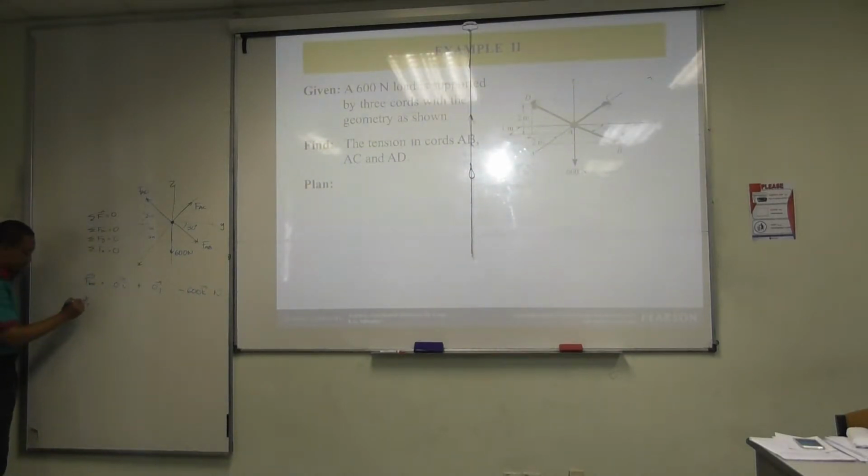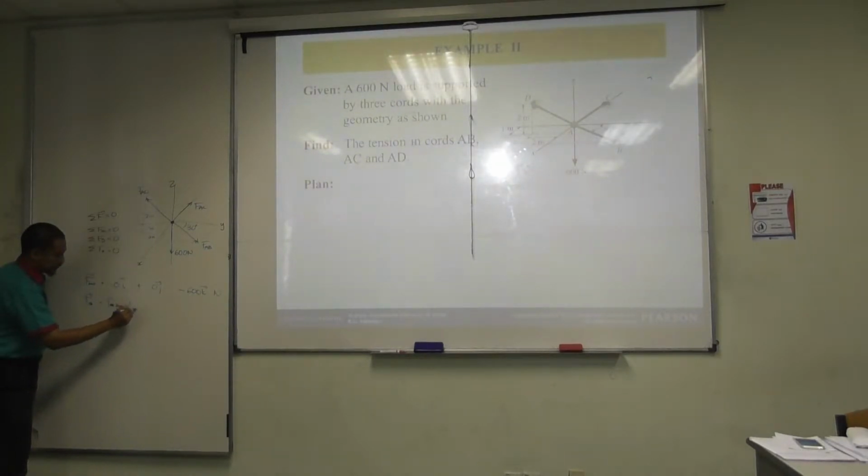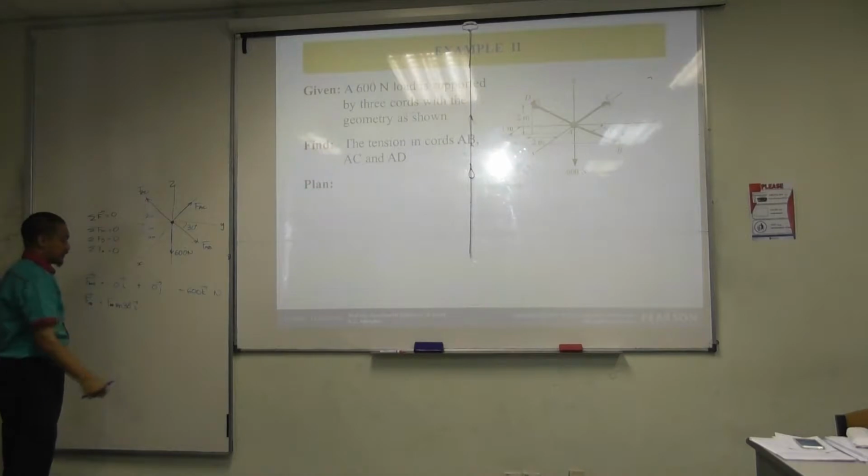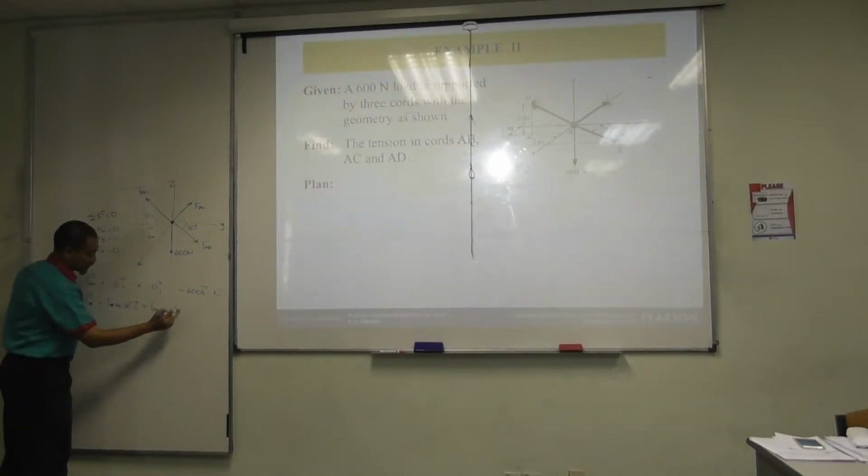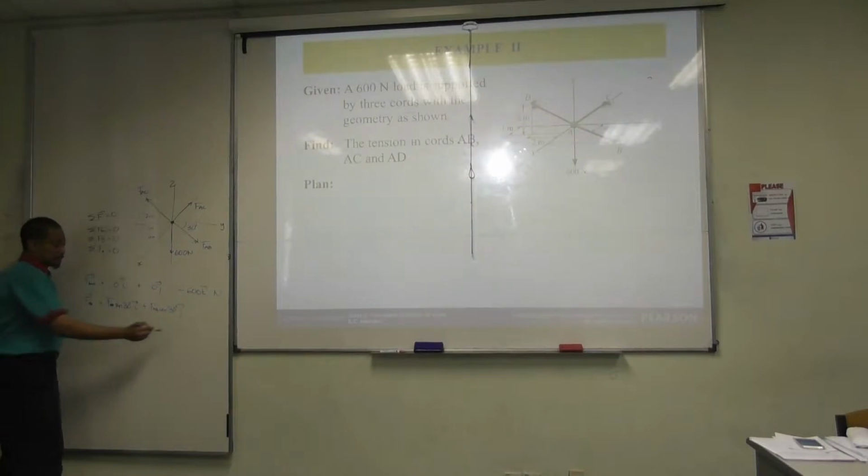What about FAB? What is the X component? FAB sine 30. So FAB sine 30. Alright, everyone get the same? Yes. Do you know how to get this? Yes. So that is the X component there, right? And then what about the Y component? The Z component? 0k.